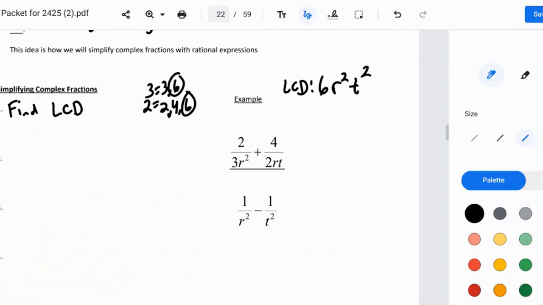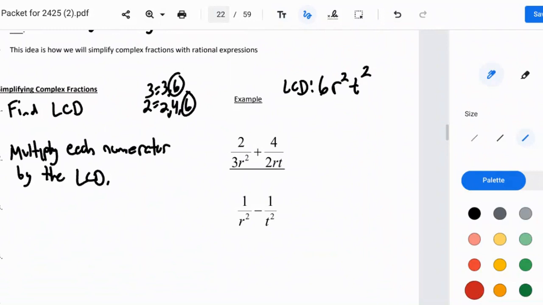So that's step 1. Step 2 is what we did above. Multiply each numerator, so every top, by the LCD that we found from step 1. I'll do that in red again. So we're going to multiply the top left by 6r squared t squared. Top right, 6r squared t squared. Bottom left, 6r squared t squared. Bottom right, 6r squared t squared.